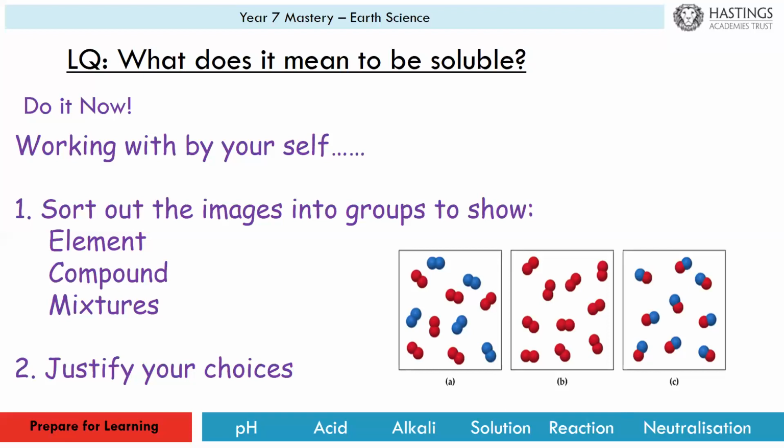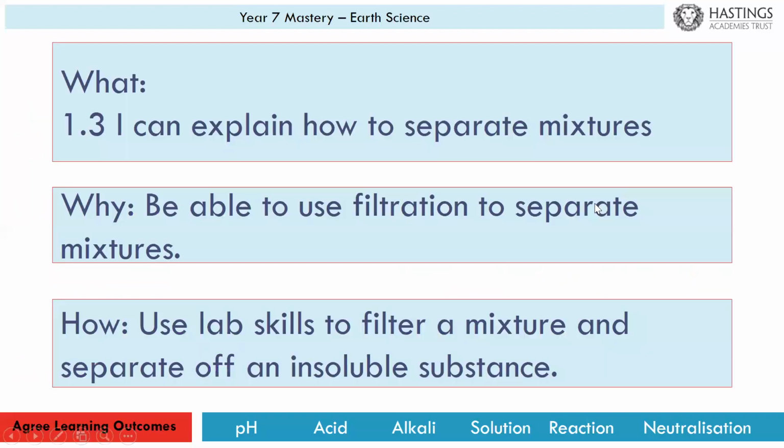Compound is C. As you can see, the red and blue circles are bonded together chemically. They're all around the same, so they are a compound, chemically bonded. And therefore that leaves us with A. A is a mixture of two different elements. However, they are not chemically bonded. They are just within the same area, which would make them a mixture. Okay, so moving on to the next slide.